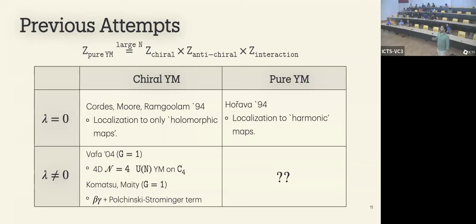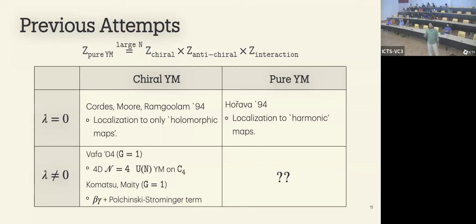So this is the chiral part and the pure Yang-Mills. At lambda equal to zero, Costello, Moore, and Ramgoolam tried this with only holomorphic maps, since it is the chiral part. That's why they tried to write a string action which only incorporates holomorphic maps, and that matches properly with lambda equal to zero, which is the topological theory. At a similar time, Horava also tried.